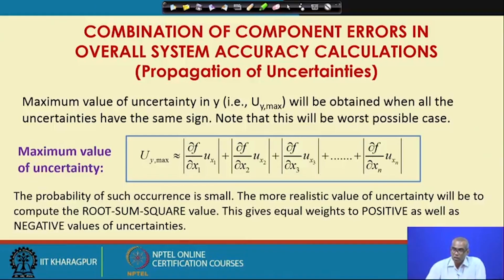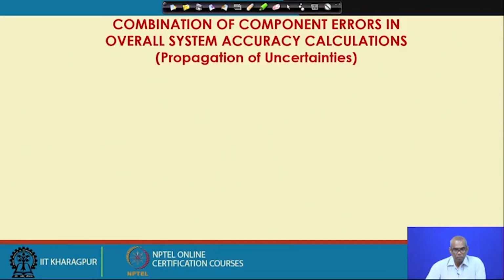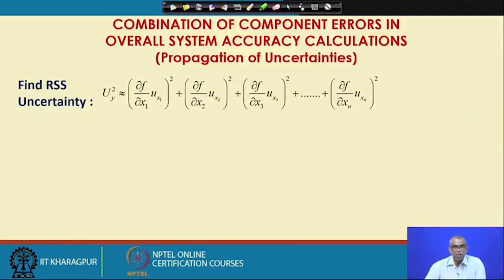The more realistic value of uncertainty will be to compute the root sum square value. This gives equal weights to positive as well as negative values of uncertainties. So, to get the most probable uncertainty, instead of adding the absolute values of the del f del xi u xi terms, we should compute the root sum square value. So, this is how we do the root sum square values.